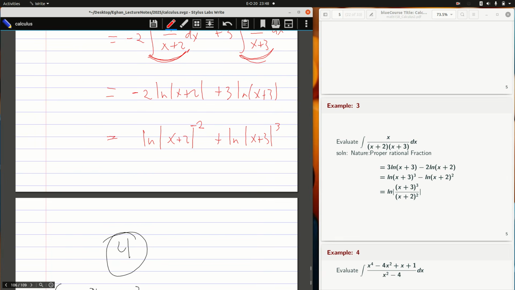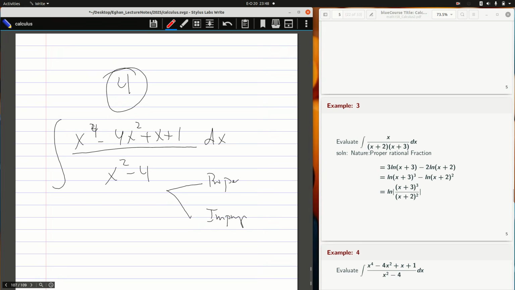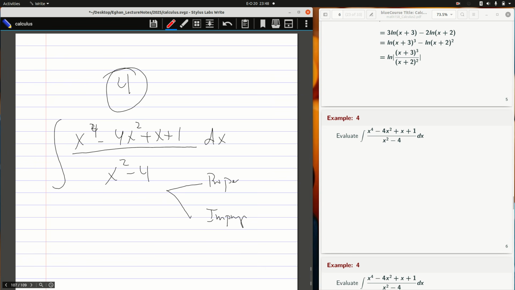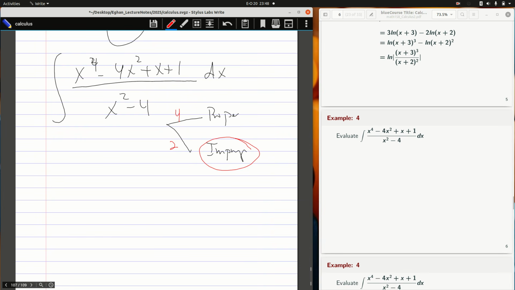Let's take the improper rational function. Why is this improper? Because the degree of the numerator is 4, degree of the denominator is 2. 4 over 2 is improper. And with improper, what you have to do is to use the long division. I hope you've not forgotten about that. So it means I'm going to have x squared minus 4 with a long division of this one.